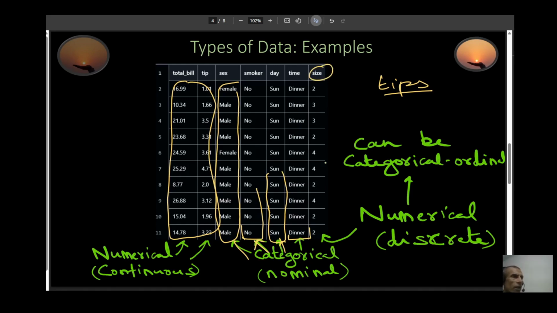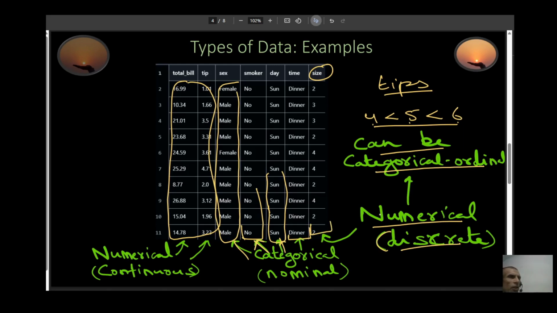Look at the size now. Size is kind of interesting. Although it's numeric in nature, you can see it's discrete. In this case, size refers to how many people came to the restaurant. Well, this can be numerical discrete. This can also be considered categorical ordinal, because I can say size 4 is smaller than size 5, people in the group were 5, there were people in the group who were 6. So your 4 is smaller than 5 is smaller than 6. So this column can be considered either numerical discrete or categorical ordinal.